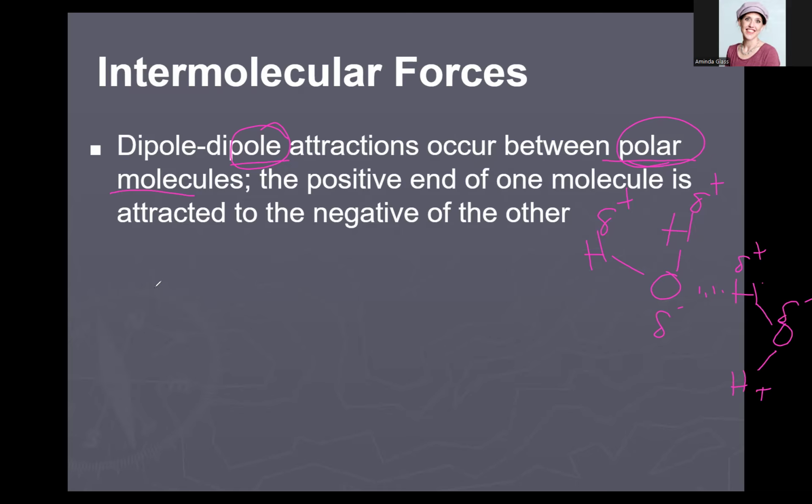So this positive charge on a hydrogen is attracted. That's why I did these dotted lines. It's attracted to this positive charge on the hydrogen. So the positive hydrogen is attracted to the negative oxygen pole, and that's how they're held together. And that's why water has a high boiling point for a molecule its size.